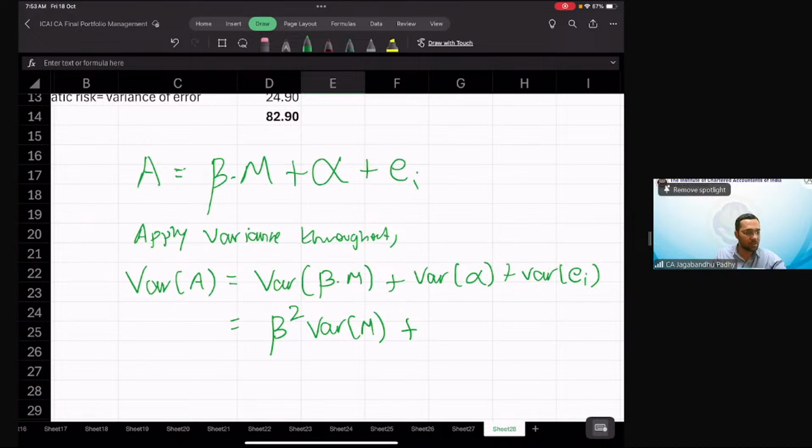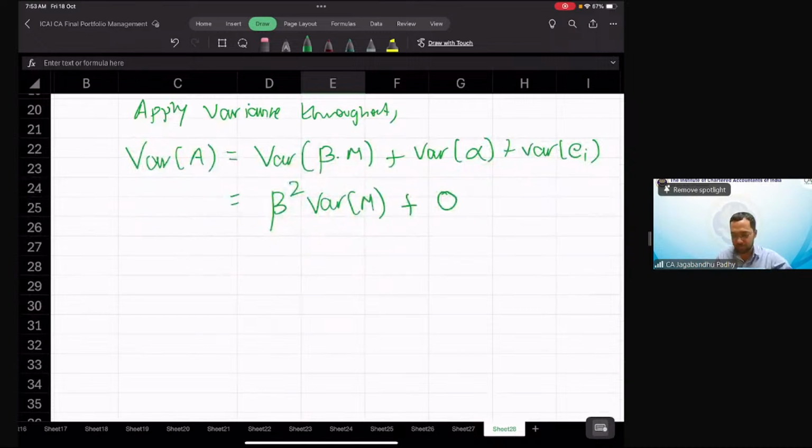What do you think about the variance of alpha? Will it change? Alpha square? No, it won't be alpha square. The variance of alpha will be 0. Here, beta square was happening because beta was with m, and therefore beta was taken outside.